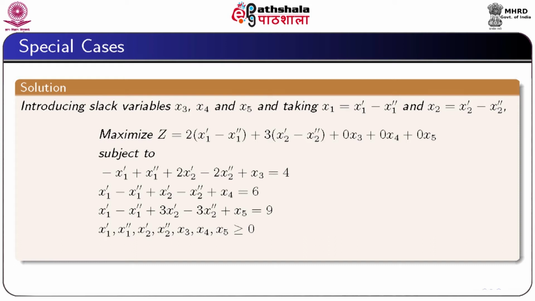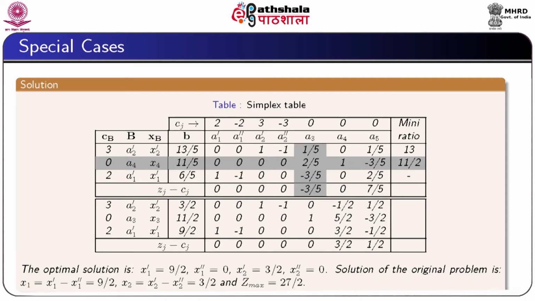Here, since x3, x4 and x5 are slack variables, we take the coefficients of these variables as 0 in the objective function. Following the usual simplex algorithm, we obtain results of two successive iterations as shown in this slide. From the final iteration, we see that Zj minus Cj is greater than or equal to 0 for all j, hence the optimality condition has been satisfied here.